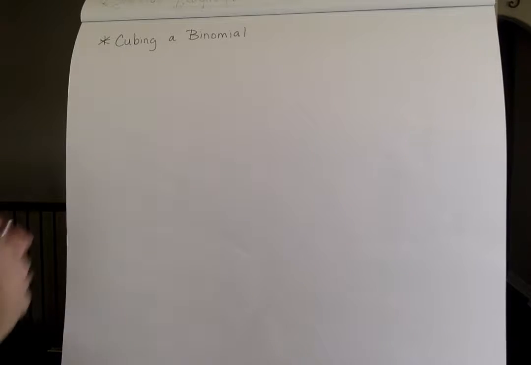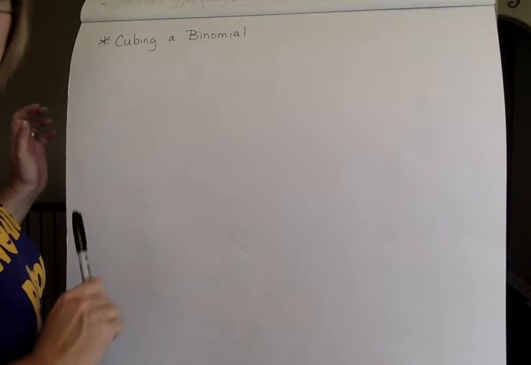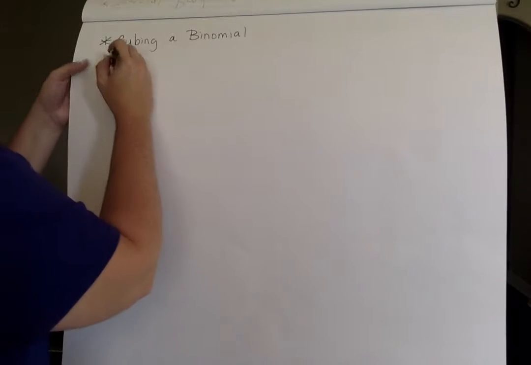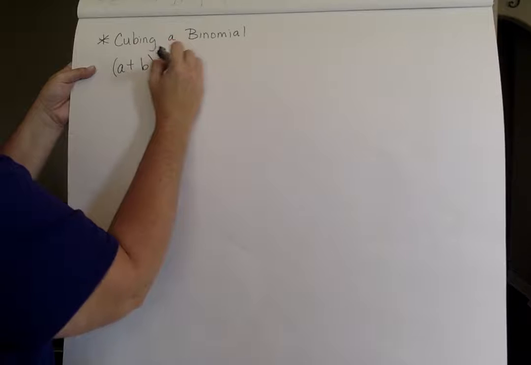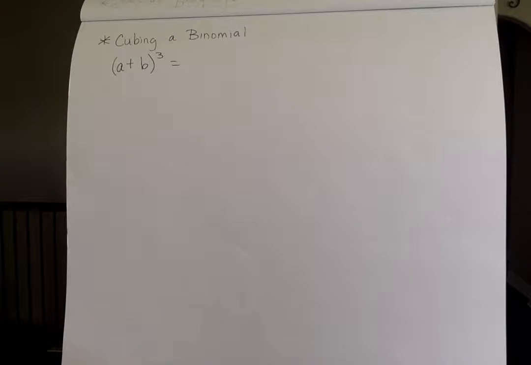Okay, the last of our special products is cubing a binomial. Later on, either when I come back or later in the year, we'll talk about how we can do binomials to the fourth and fifth power fairly easily. But we are going to talk about cubing a binomial. Again, there are a couple of patterns that we follow with this. These will probably be the harder ones for you to remember.